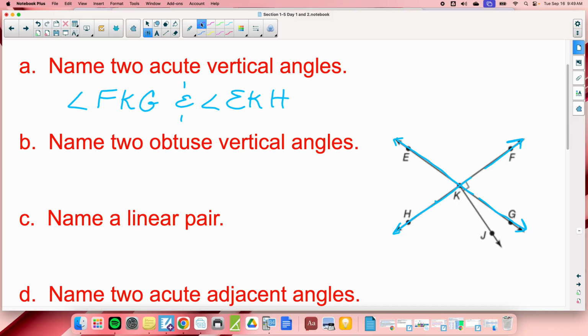Okay? All right. Now it says name two obtuse vertical angles. If these two are acute, do you guys get those two would be obtuse, right? So wouldn't it be this one and this one? Do you guys understand why I know they're obtuse? Like if one is 80 and it's acute, to add up to 180, this one's gonna have to be 100, which is bigger than 90, okay? So I'm gonna write those two that I have marked in purple, so I'm gonna say angle EKF and angle HKG.